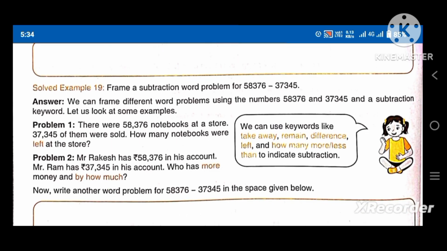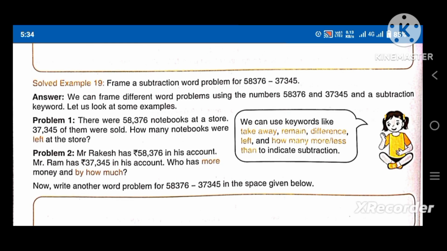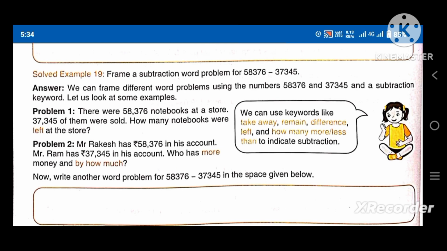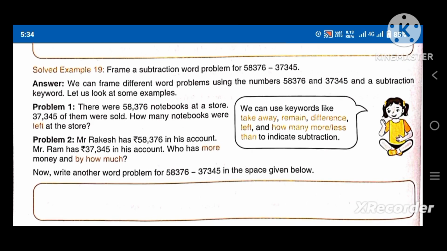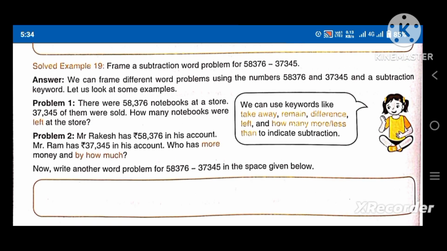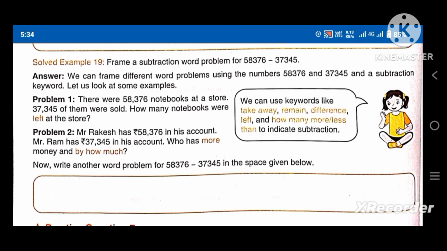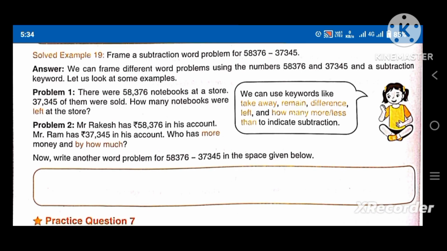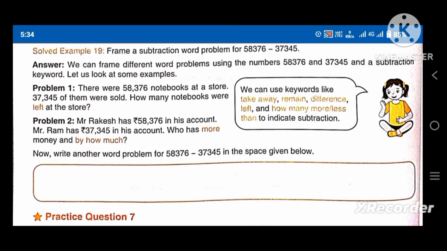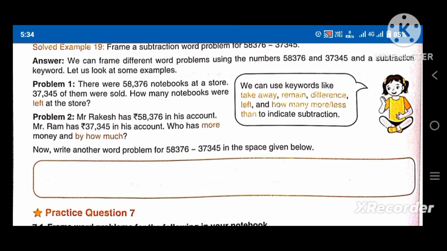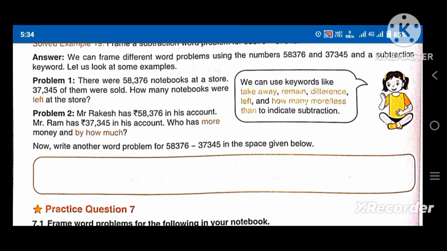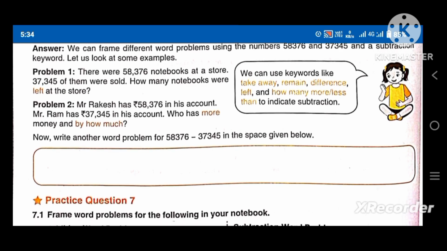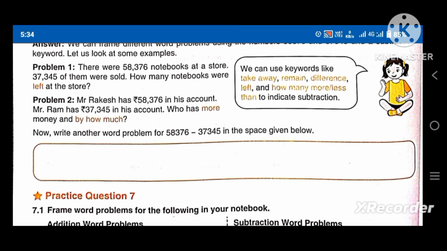Solved example 19. Frame a subtraction word problem for 58,376 minus 37,345. Answer: we can frame different word problems using the numbers 58,376 and 37,345 and a subtraction keyword. Let us look at some examples. Problem number 1. There were 58,376 notebooks at a store. 37,345 of them were sold. How many notebooks were left at the store?